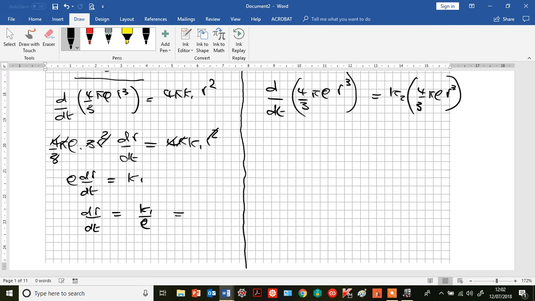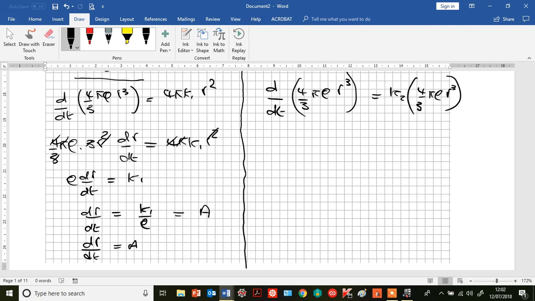Now this can be rearranged to give dr by dt is equal to k1 over rho, and we'll just call that a. Let me write that underneath so it's a little clearer: dr by dt equals a. So that's part of the question answered.